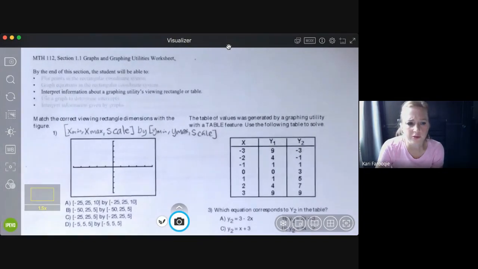Is my handwriting big enough for you to see? I don't want to have it so squished. Okay, awesome. All right, so the scale is basically just talking about how many units are in each tick mark.